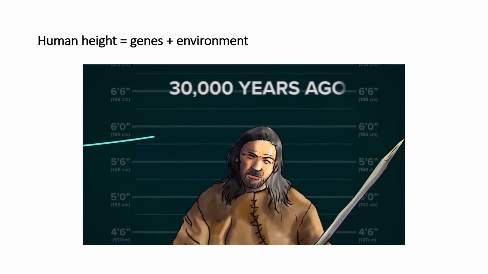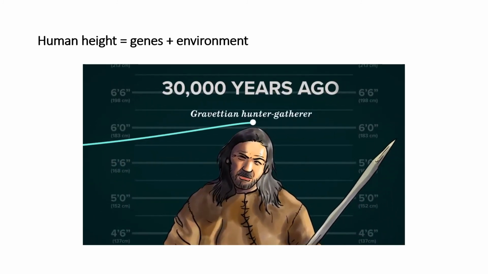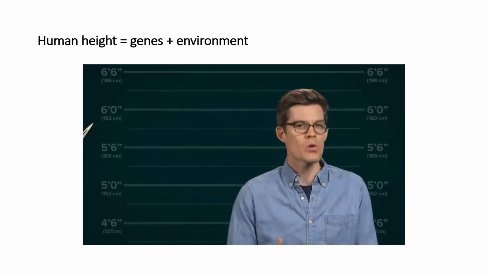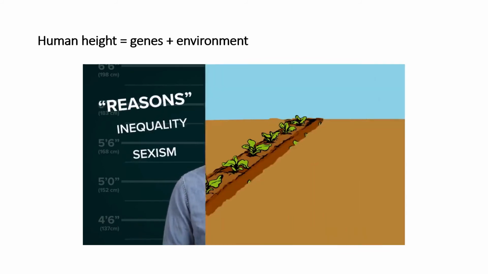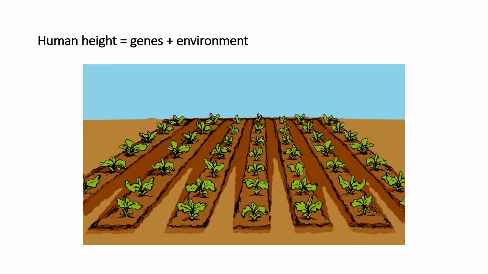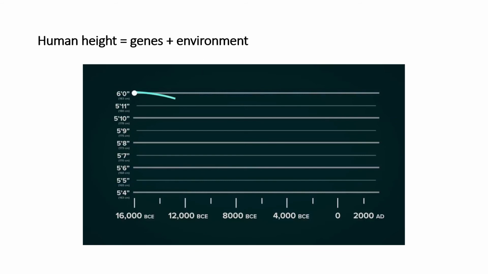And by the Stone Age, men of the Gravettian hunter-gatherer culture in Europe stood an average of 6 feet. Most of the historical data we have is for male height because reasons. Then agriculture happened. When Europeans switched to a lower protein, higher grain diet, men gradually lost 8 inches in height on average. And they stayed that way for thousands of years.